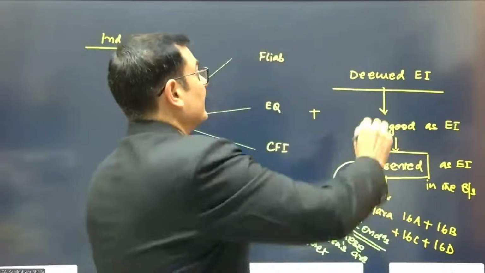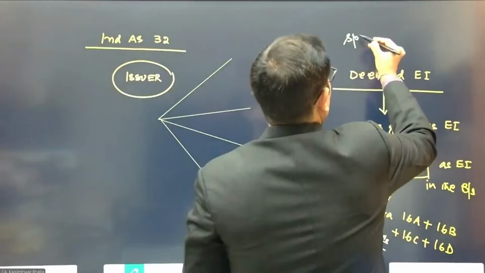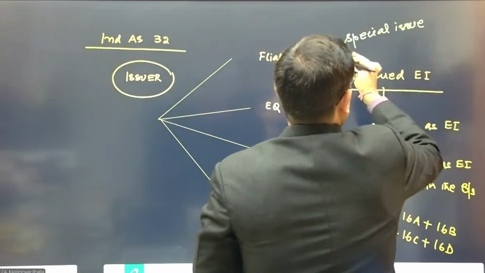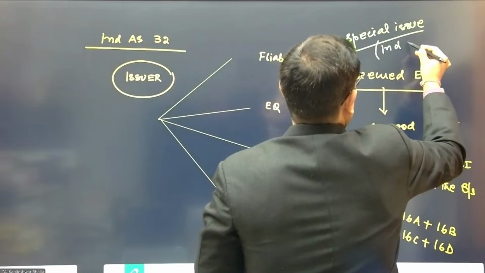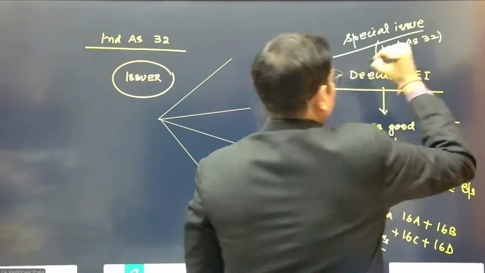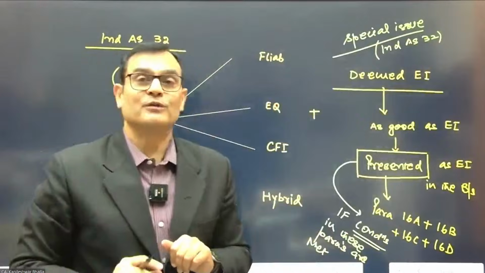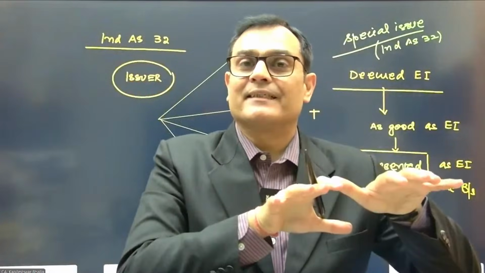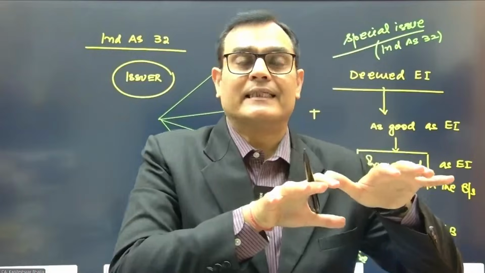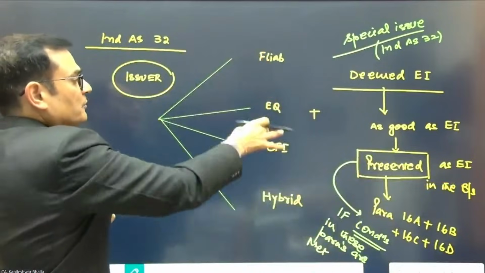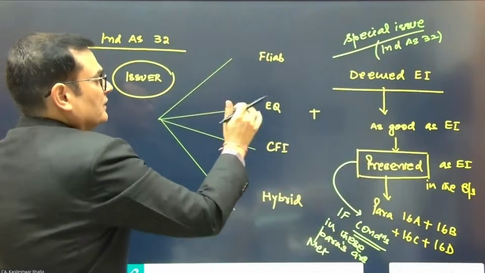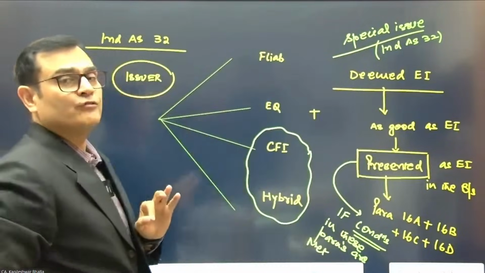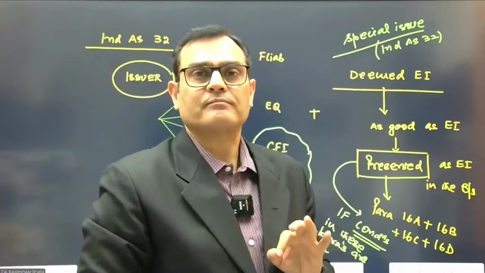So you can take this as more like a special issue given in terms of Ind AS 32. But as I said, we don't want to get into this so that the flow doesn't get disturbed. So let's keep it aside. In Ind AS 32, your main learnings are on identifying these instruments and the accounting of these instruments. So we have done the identification and we've done the accounting for these kinds of instruments.